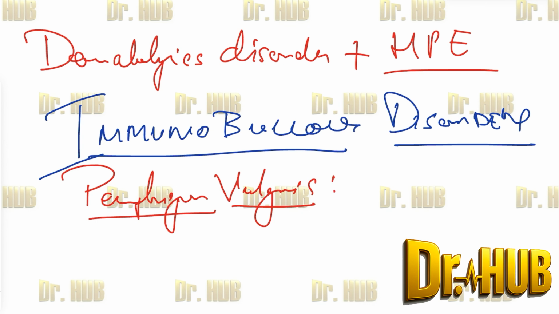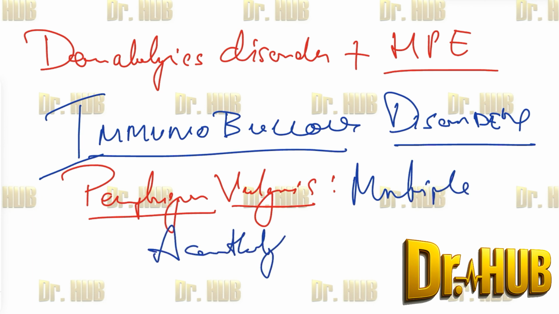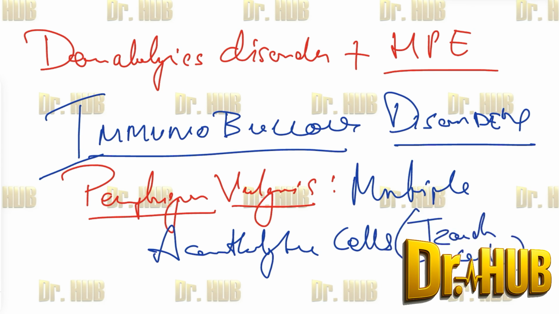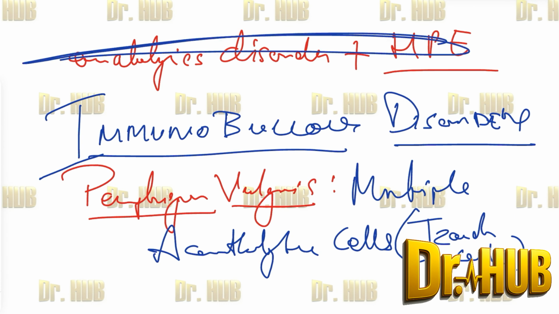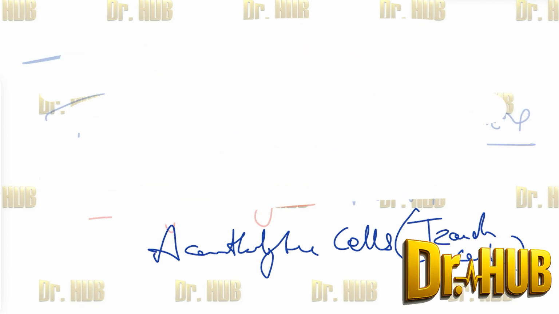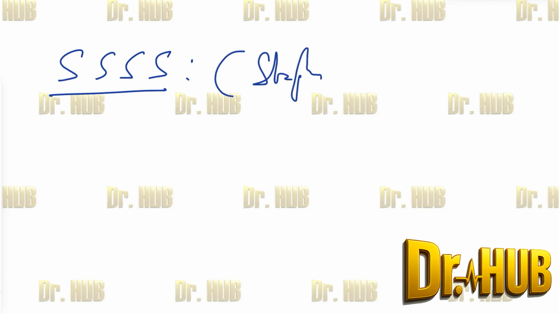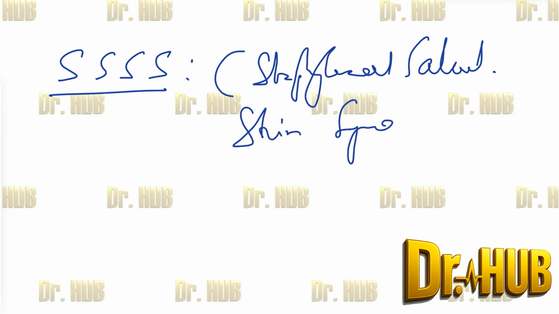Under pemphigus vulgaris, there are multiple acantholytic cells, which are nothing but the Tzanck cells. Next, we move on to the 4S, SSSS, which stands for staphylococcal scalded skin syndrome. This has dyskeratotic acantholytic cells.